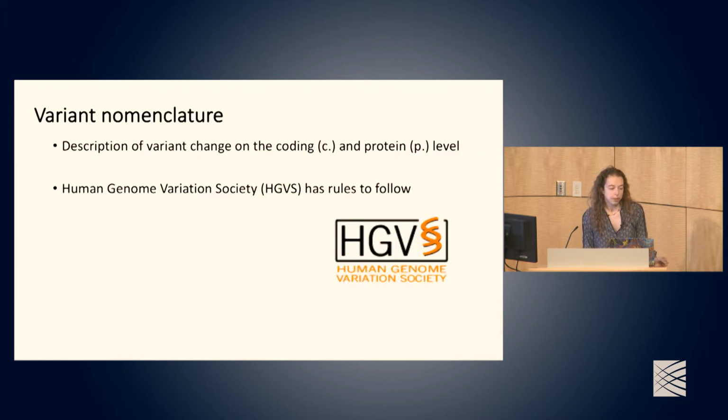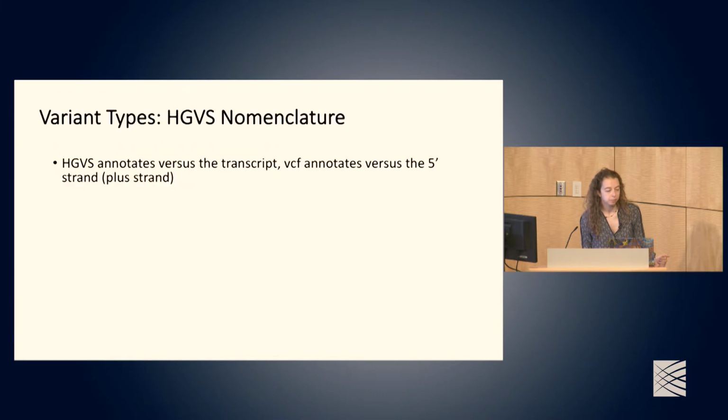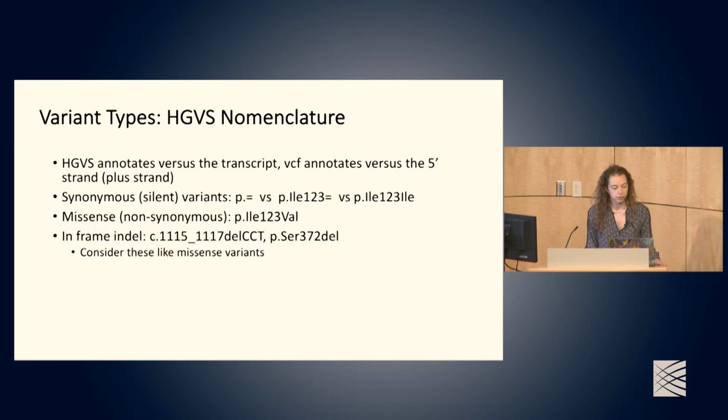Okay, so variant nomenclature. We basically want to describe the variants using a c-dot coding nomenclature of the nucleotides and a p-dot amino acid nomenclature. And we follow the rules of the Human Genome Variation Society, or HGVS. I'm just going to briefly introduce a few of these. Basically, HGVS annotates versus the transcript. So if it's a reverse strand transcript like I was showing you, it annotates versus that, whereas the VCF uses the plus strand, or the 5' strand, and annotates everything versus that. So you'll see some discrepancies there.